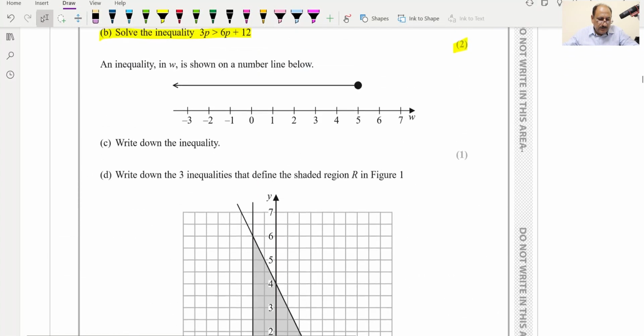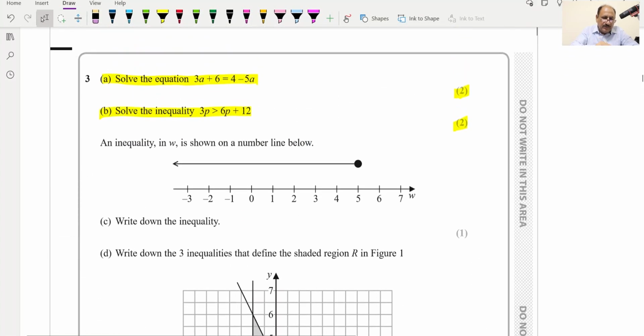And for the C part, they are saying an inequality in W is shown on a number line below. Write down the inequality. We can see this one is at 5, so it is less than 5. Instead of x this will be w. So w will be less than or equal to, why less than or equal to? Because this is solid, which is filled, so it is less than or equal to 5.